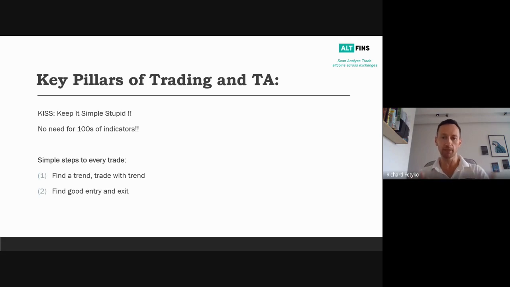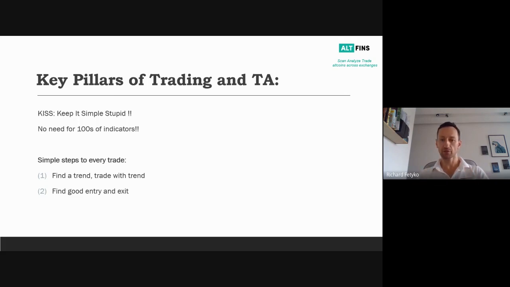Especially over time, you may develop your own techniques or preferences for certain indicators, but in the beginning, I certainly keep things very simple, which is what I mentioned. Let's find a trend and trade with the trend. And the reason the trend is so important is because trends have a tendency to continue. Trends have a tendency to persist.